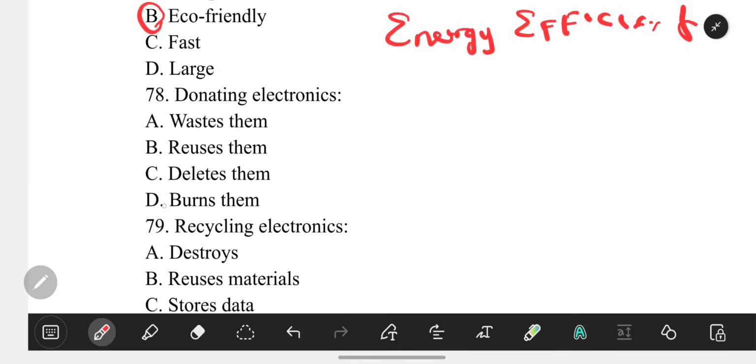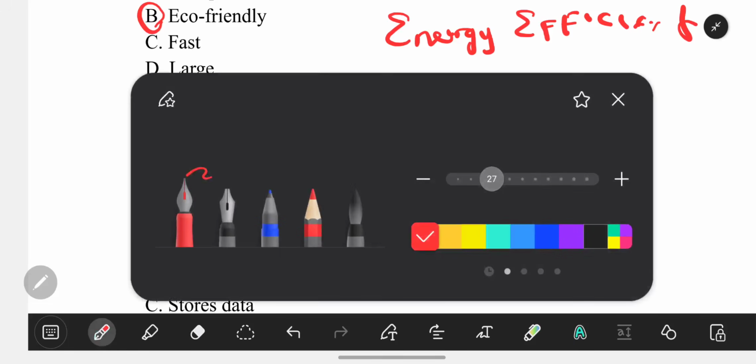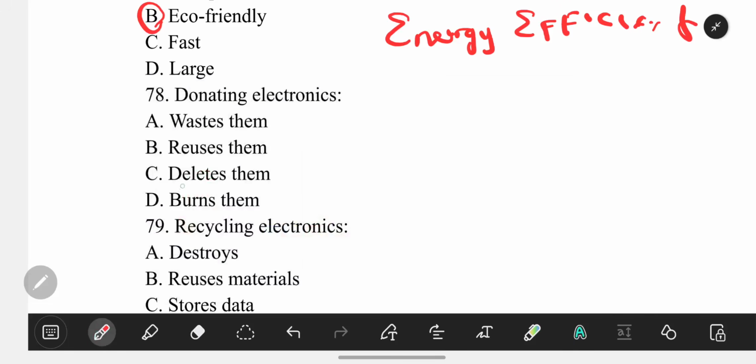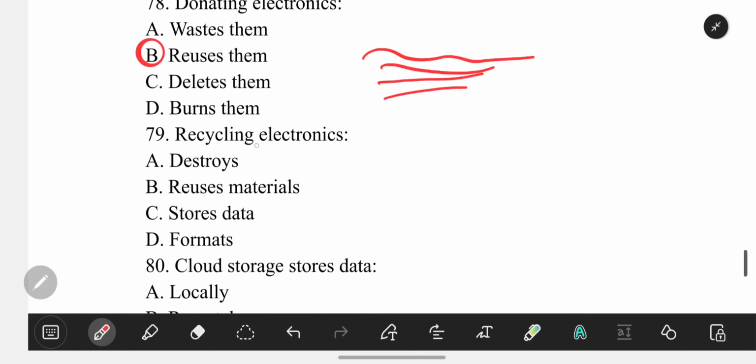Then donating electronics. So these are general knowledge questions. Donating electronics reuses them. So if you donate, let's say, to someone, that person will be able to use that device. Recycling electronics also reuses material. So to recycle is to reuse.